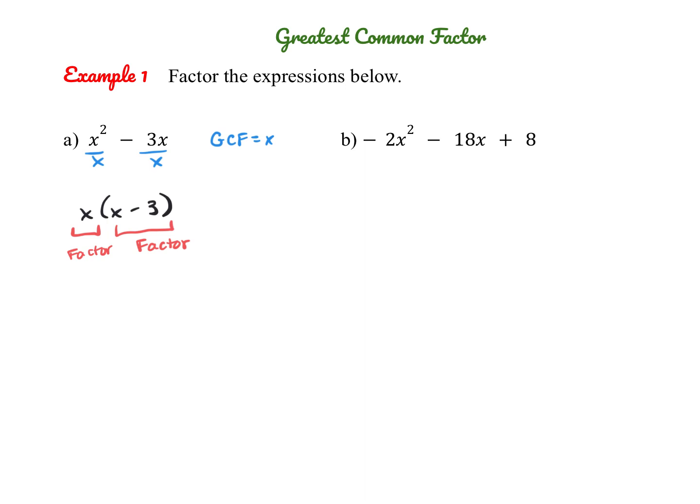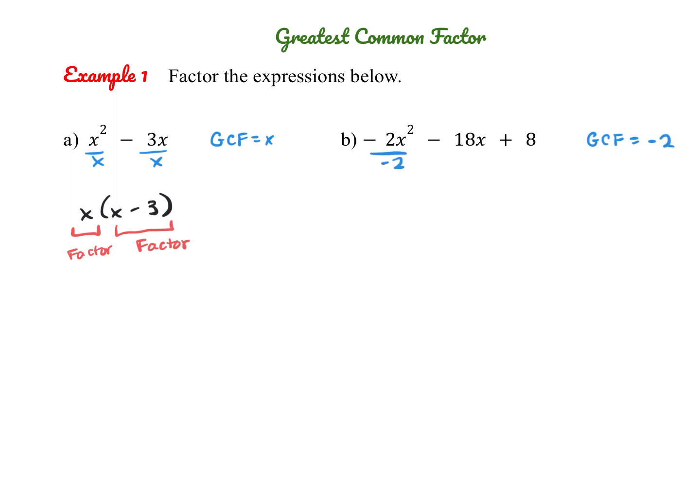So here, not all of my terms have x. These first two do, but this one doesn't, so we can't include x as part of our GCF. But one thing I do notice is that all three terms are divisible by 2, and that's the largest number they're divisible by. I also notice that the leading coefficient is negative, so I'm going to include that in my GCF. I'm going to factor out -2.